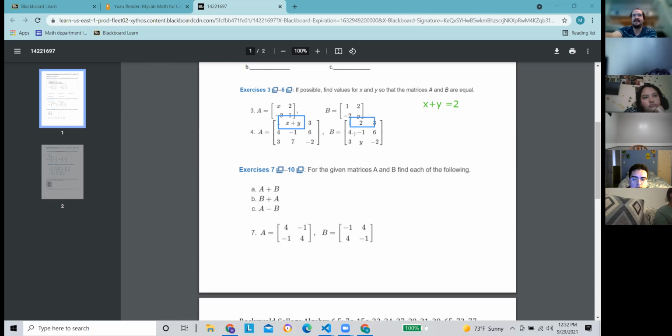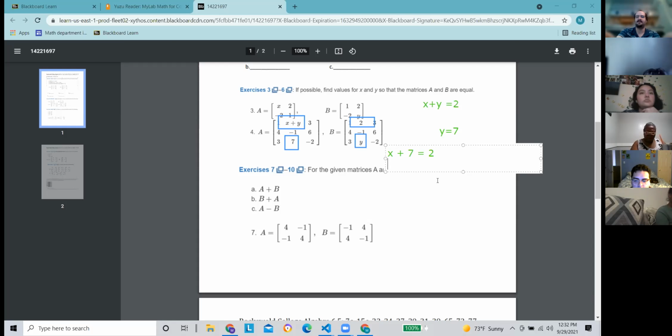And so what does this thing give me now, this y? y is equal to 7. y is equal to 7 is the other thing. This wanted me to solve for values of x and y so that these two things are equal. So it looks like we have y, but I don't have x yet. So how do I find x? Wouldn't you subtract y? You would plug in y, because now you have y, which gives you x plus 7 equals 2. And so x equals negative 5.